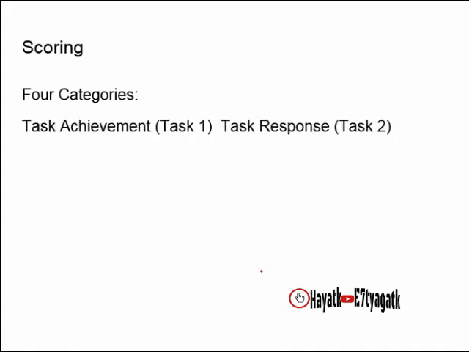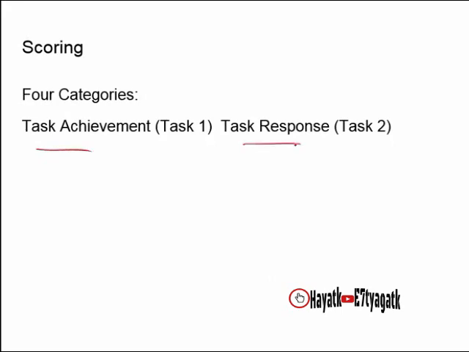Okay, very quickly on scoring, we will have a whole lesson on scoring in your writing lessons. So I just want to cover very quickly how the IELTS writing is scored, and then you can look to that other lesson for more detail. There are 4 scoring categories. One is task achievement and task response.